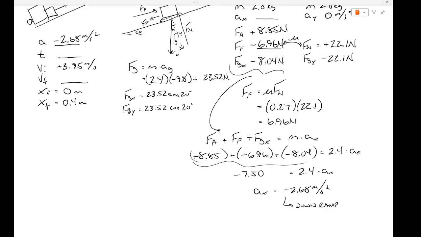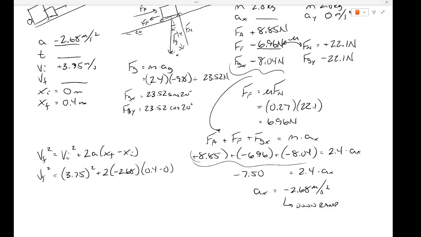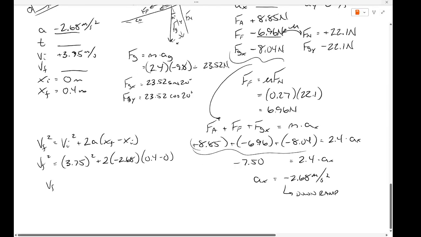We can use the v final squared equation again. We know the final velocity on the ramp squared is equal to the initial velocity on the ramp squared plus 2 times a times the change in position on the ramp. That means v final squared is the initial velocity of 3.75 squared plus 2 times the negative 2.68. My final position is 0.4. I called the bottom of the ramp 0. And when I solve for v final, I get a final velocity of 3.54 meters per second.